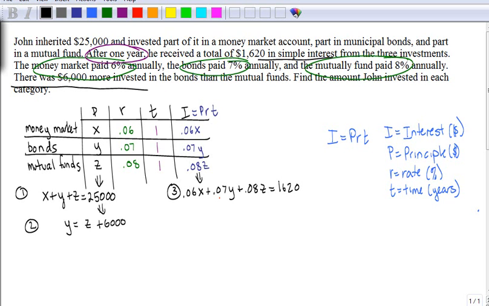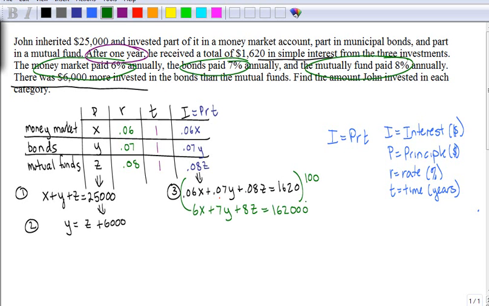So what I would like to do is multiply the third equation, both sides, by 100 to get 6x plus 7y plus 8z equals 162,000. That's what that turns into.